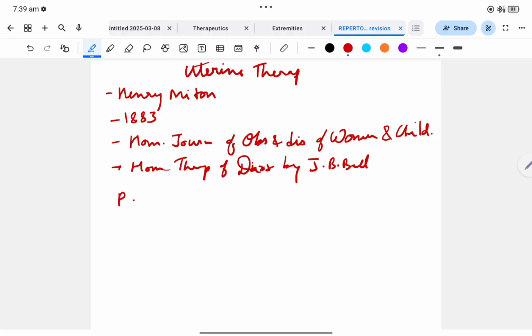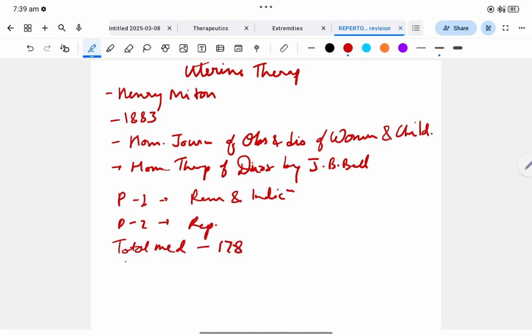It has two parts. Part 1 contains remedies and indication, and part 2 has repertory part. This book also has index at the end. Total medicines is 178. And two type of typography, means two gradations are used, that is italics and ordinary Roman.